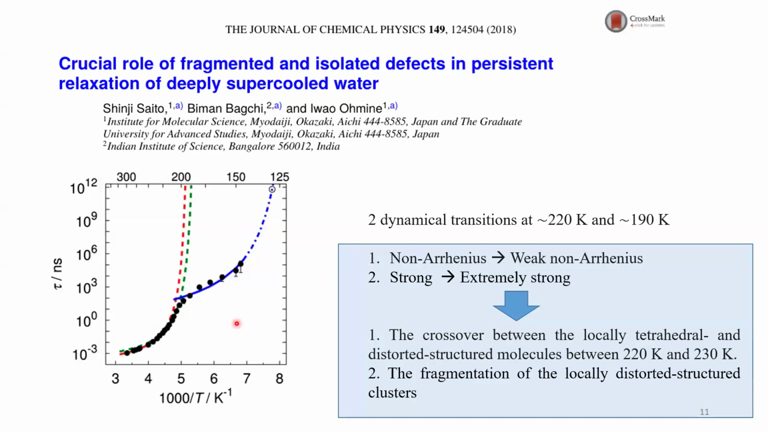Sure. Okay. So now this paper actually came in 2018. It was a great article in the way that it also explains this Arrhenius, non-Arrhenius behavior, and fragile and strong transitions of supercooled water. They have shown that rather than just fragile to strong, there are two different transitions: non-Arrhenius to weakly non-Arrhenius, and strong to extremely strong. These two transitions are at two different temperatures, although they are very close to each other. And these crossovers are basically because of two different states, locally tetrahedral and distorted structures of molecules, between 220 and 230 Kelvin.